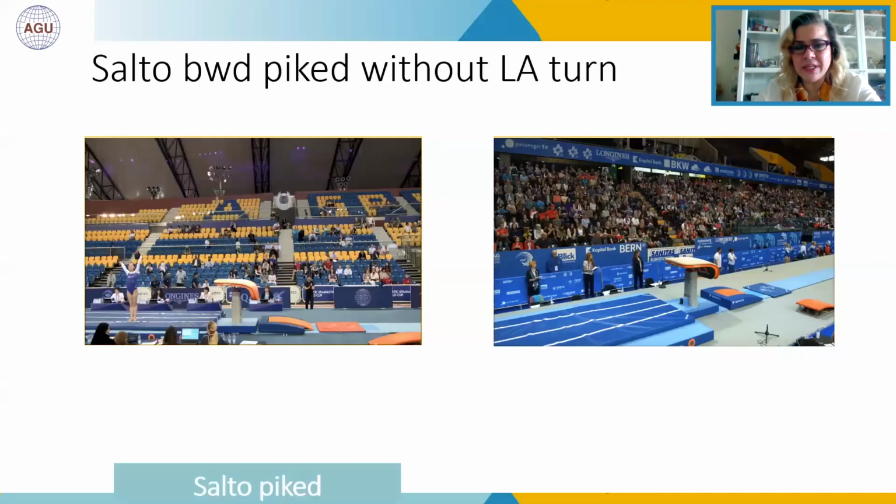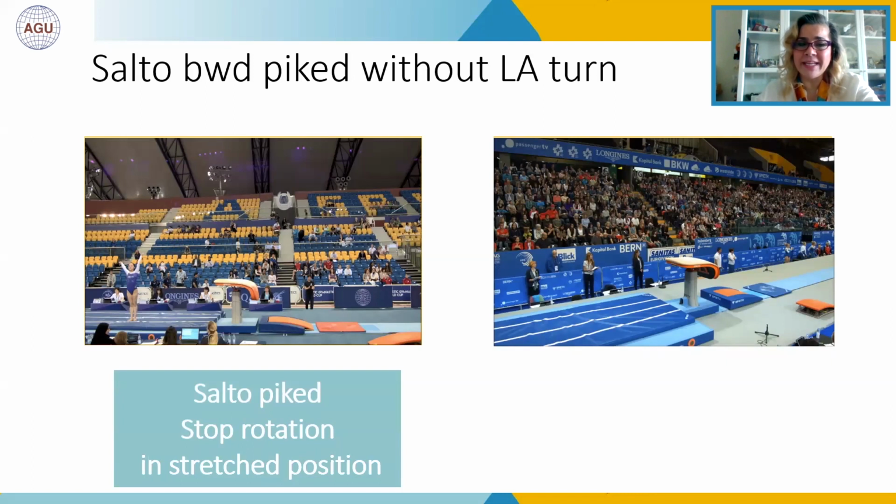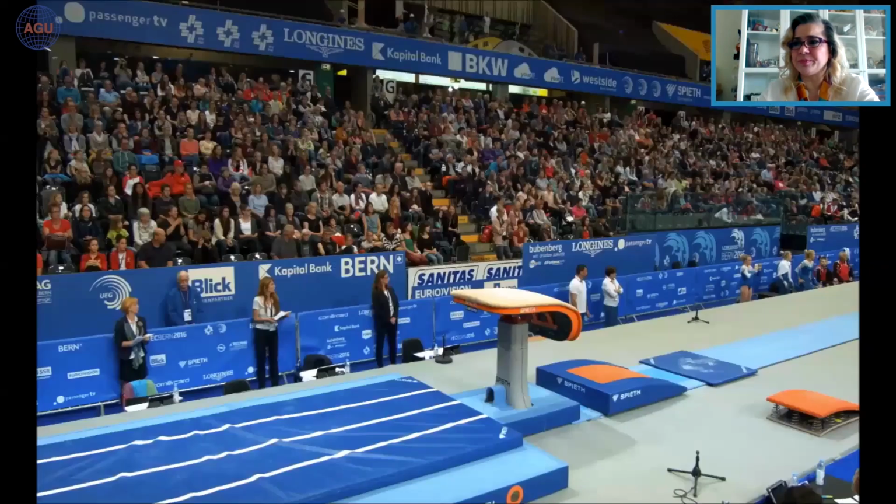So, as you could see here, the salto was piked because the gymnast stopped rotation in the stretched position. She started snap, but then she stopped the rotation with a straight position. So we consider it pike. And let's see the other example.